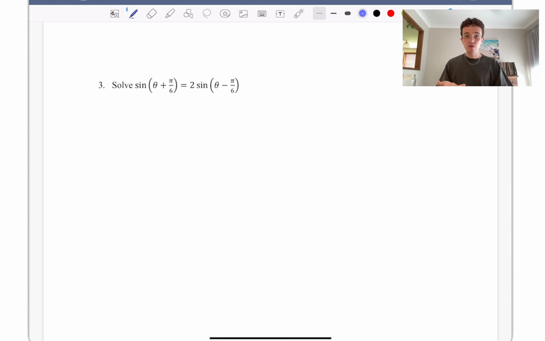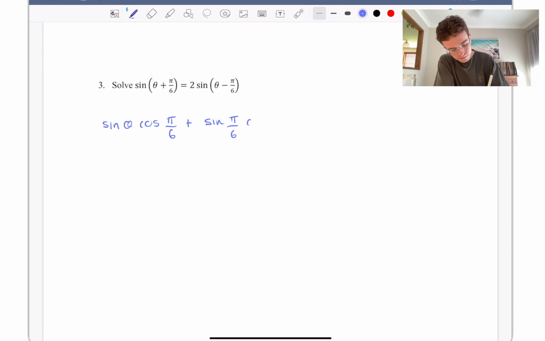Again, we've got different angles here, so we need to try and simplify that. And what we're going to do first is by expanding these using the compound angle formula. So the left-hand side is going to be sine of theta times cosine of pi on 6 plus sine of pi on 6 times by cos of theta. And that's going to be equal to 2 times by sine of theta cos of pi on 6 minus sine of pi on 6 cos of theta.